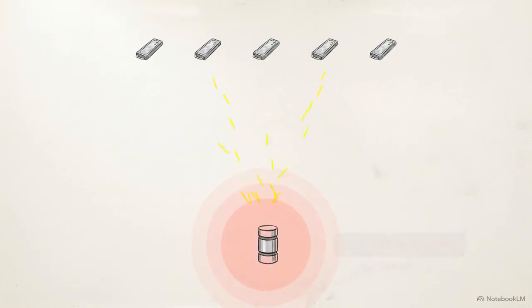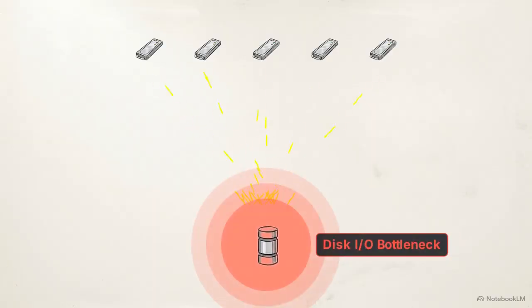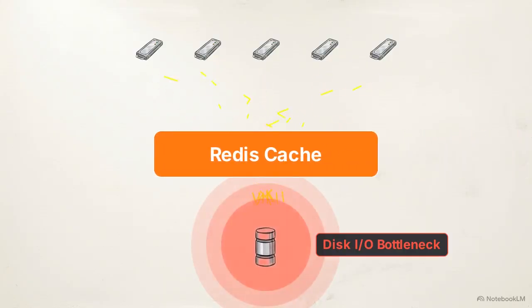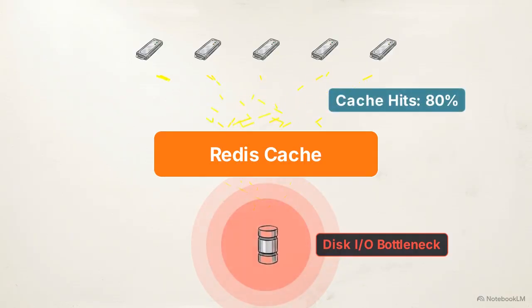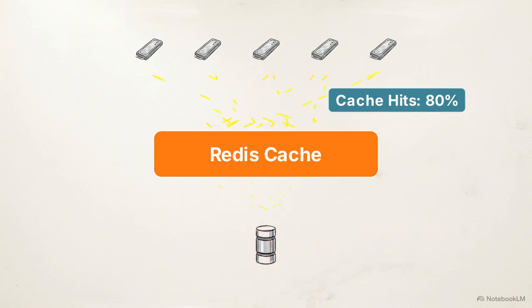But those web servers are generating massive amounts of queries, routing them all to a single database. The disk I/O wait times skyrocket, creating a new critical bottleneck. To protect the database, we introduce caching, typically using memory stores like Redis, to intercept frequent read requests. Because cache memory operates vastly faster than traditional database disks, serving data directly from this intermediate layer bypasses the database entirely. Latency drops to milliseconds.